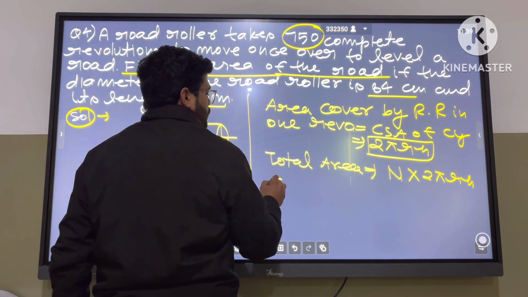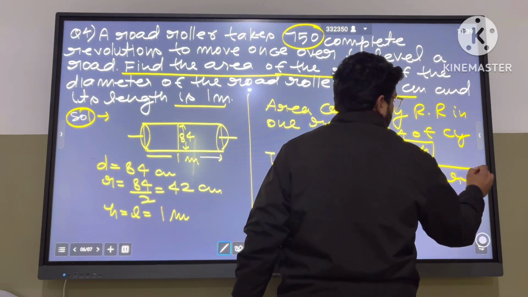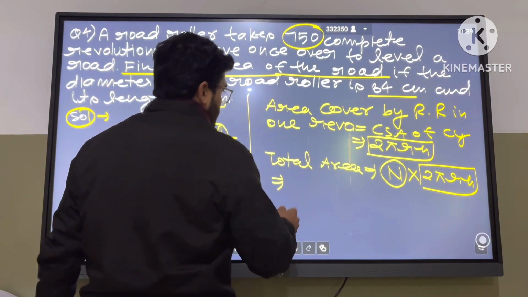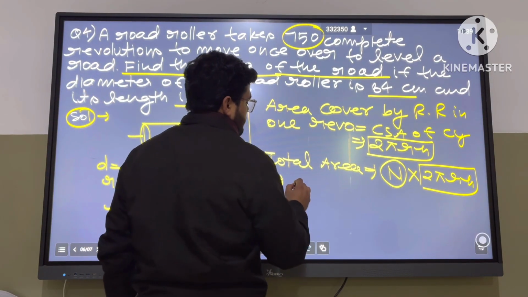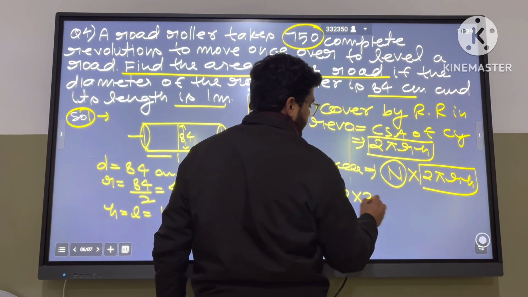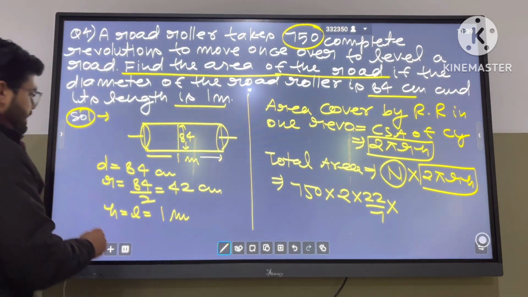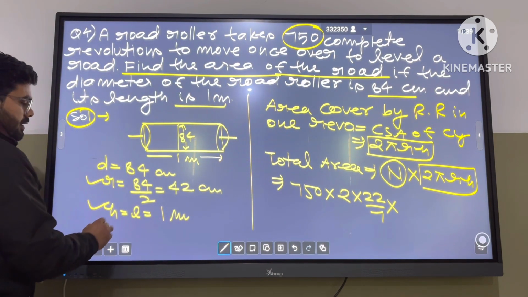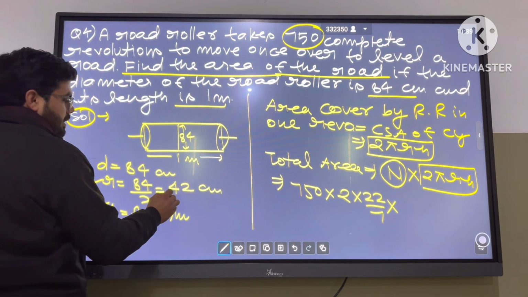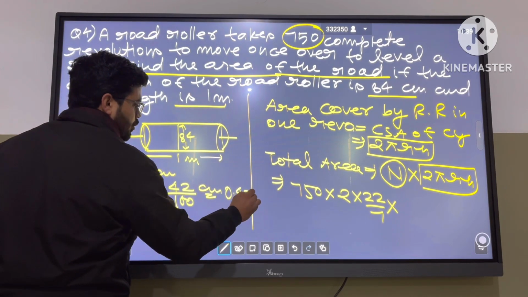So dear students, what is the value of n, the number of revolutions, and the value of 2 pi r h? So total area is equal to 750 into 2, value of pi 22 by 7, and the value of r and h. The radius is given in centimeters and the height, the length of the roller, is given in meters. So convert this radius into meters by dividing by 100. So the answer is 0.42 meter.